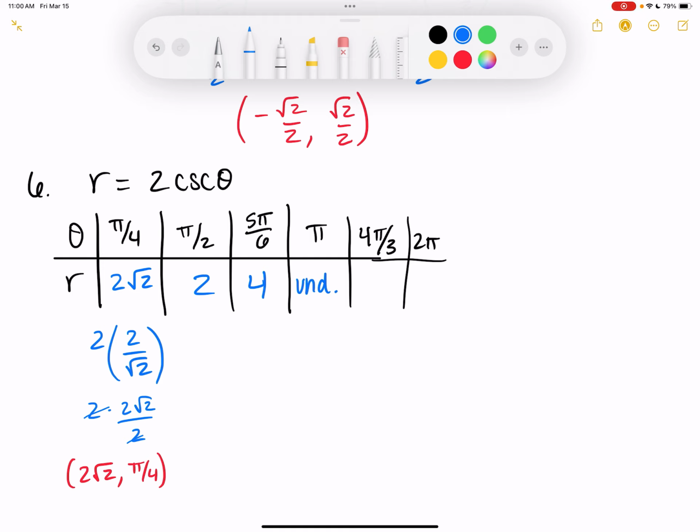All right, 4 pi over 3. What's the sine of 4 pi over 3? -√3/2. So this is going to be 2 times, I'm going to write this one out, 1 over -√3/2. So we keep, change, flip. That's going to be 2 times -2 over √3.